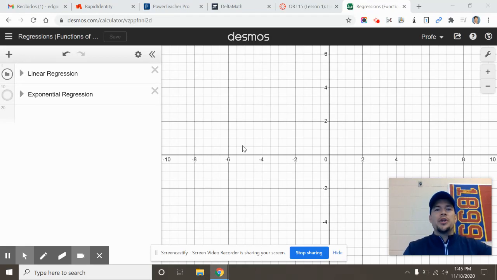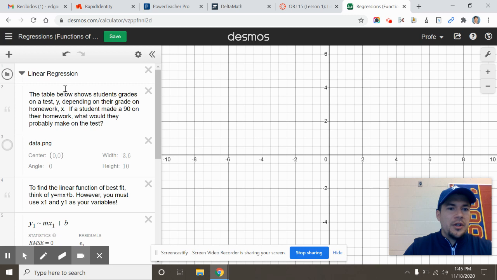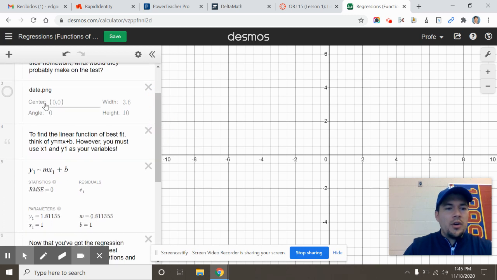So here we go, linear regressions. We're going to learn how to take a linear set of data and match a linear function to it. The scenario here is we're going to have a table.